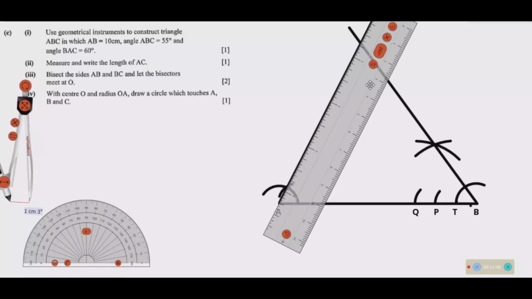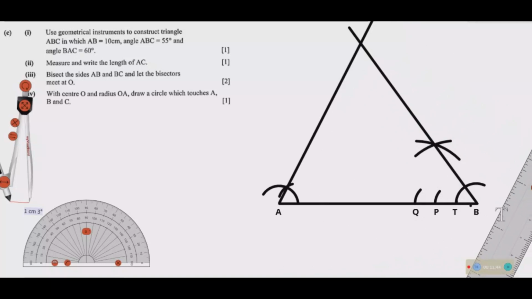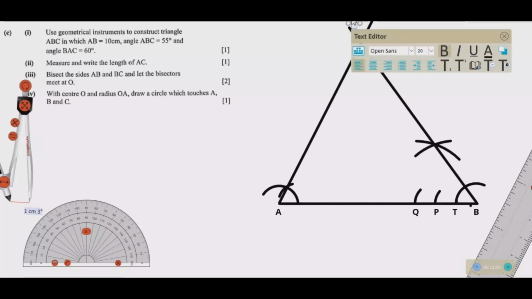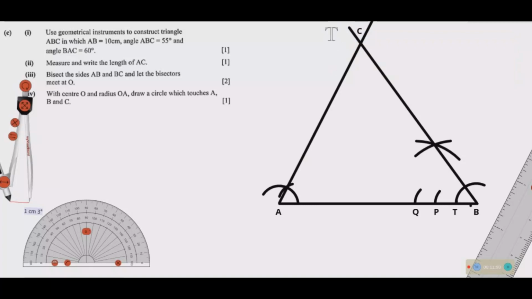Now where these two lines are meeting, which is this line and this line, we are going to call that place C. We write C there. Once we have written C like that, the next thing we're going to do is measure the length AC.